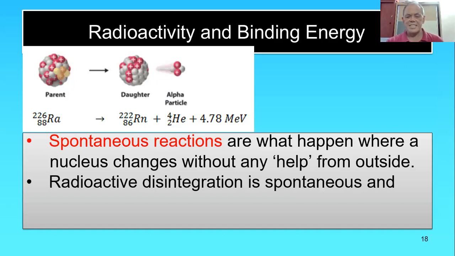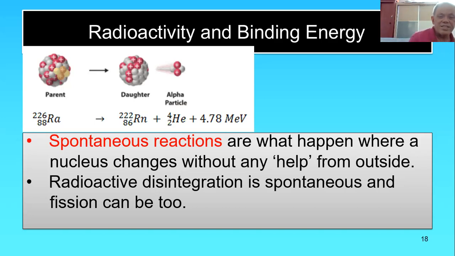The nucleus just decays. So radioactive disintegration is spontaneous, and fission can be too. Right? Sometimes fission takes a long time, but if you want to accelerate it, then you give it a thermal neutron. If not, it will take a long time, millions of years. Right? We looked into radioactivity. Next topic.